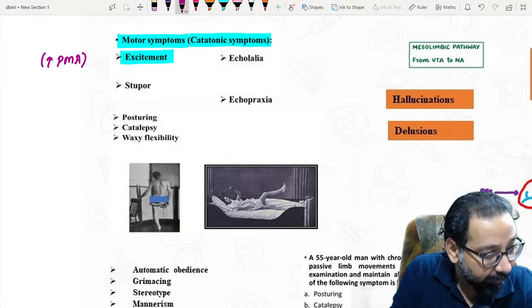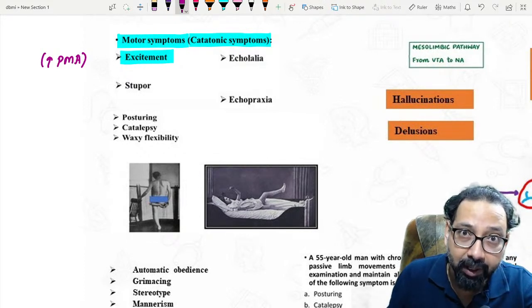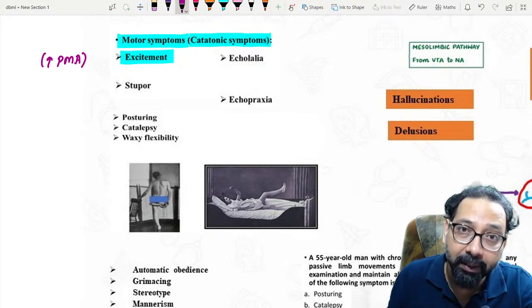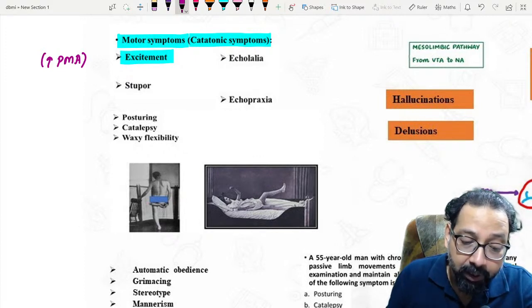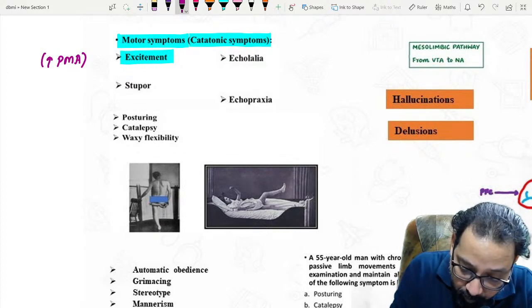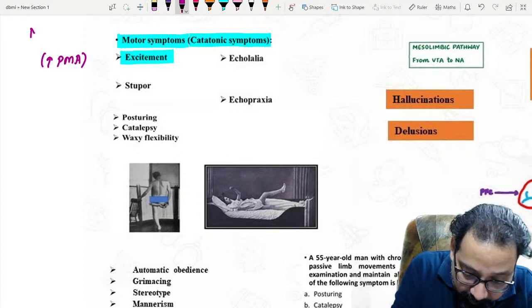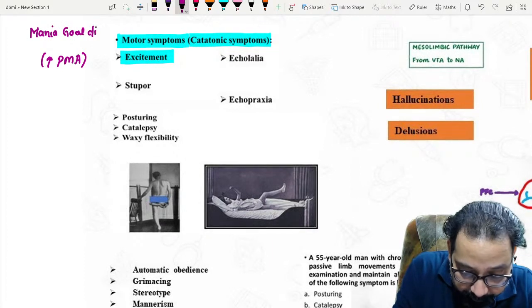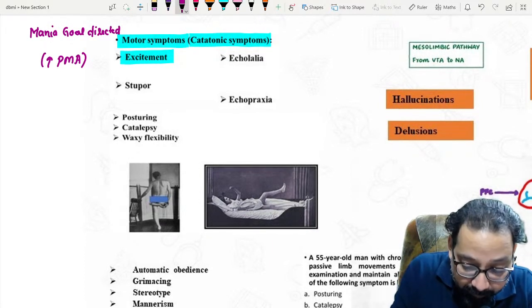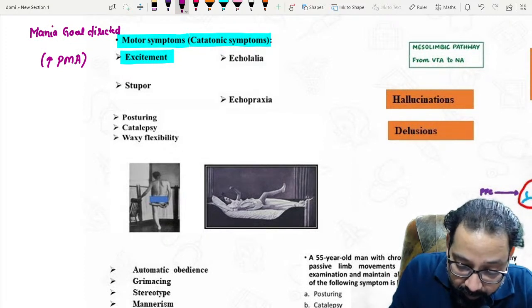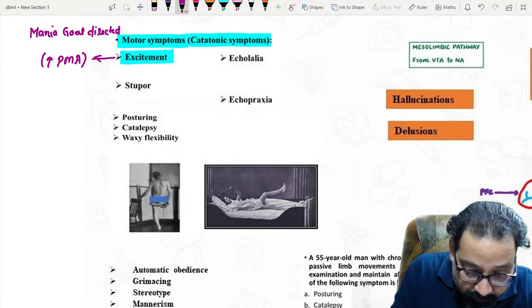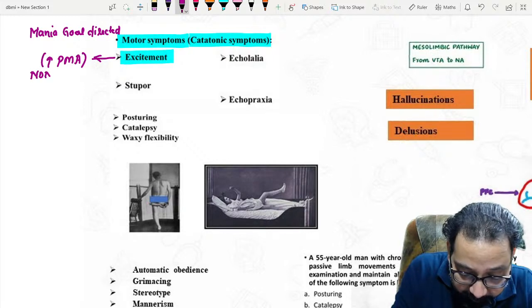You will say, sir, increased psychomotor activity was present in mania also. Yes, in mania you will find that psychomotor activity is increased, but it is goal directed. While in a catatonic patient, psychomotor activity is increased but non goal directed.